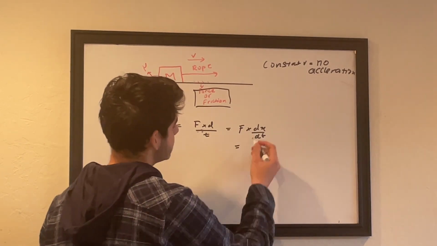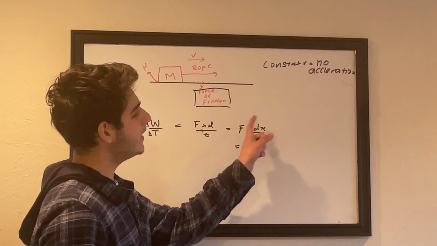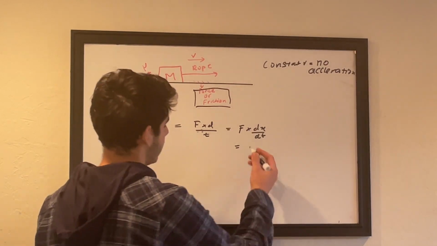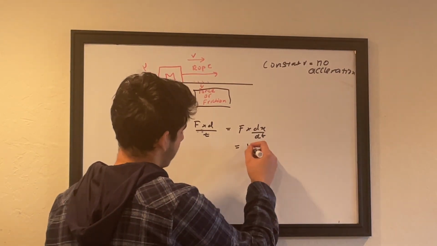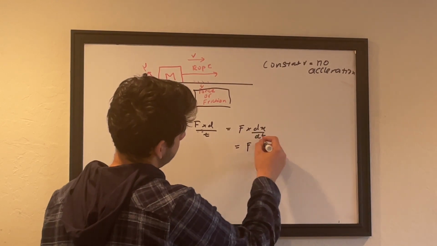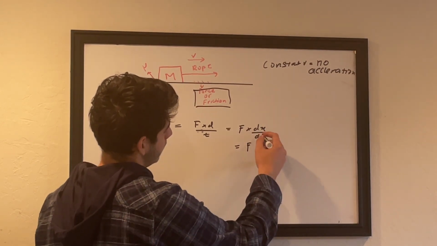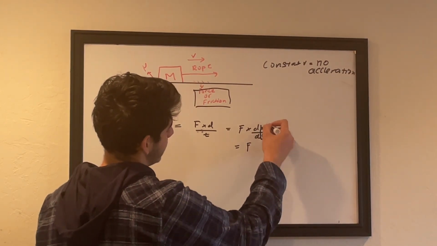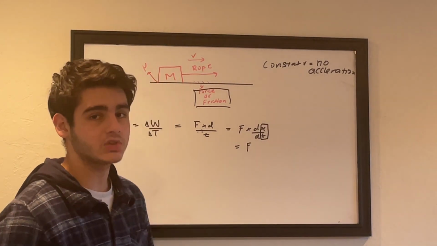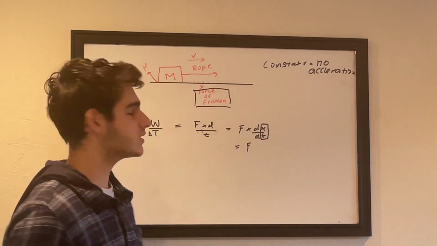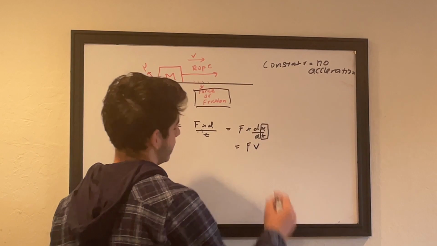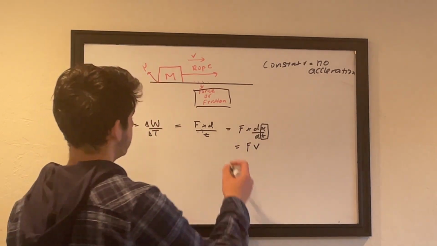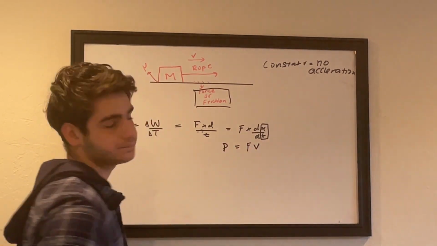So what does it basically state? F dx is basically what? The velocity, the change in position. So F over change in time. So what is position over time? What is x over t? Position, change in position over change in time. That's basically velocity. So power is equal to Fv.